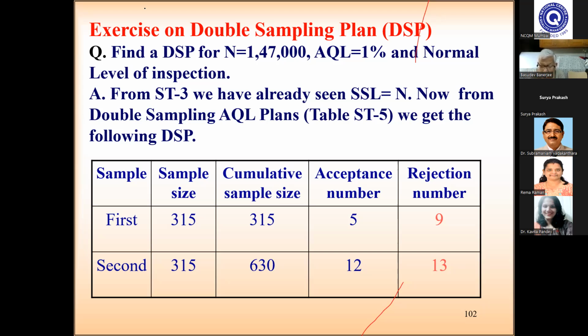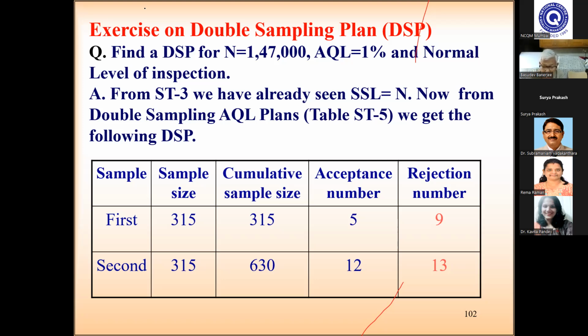6 or 7 or 8, then you have to go for cumulative. Then you go for the second sample. Second sample cumulative 630. And the acceptance is 12. That is up to 12, 6, 7, 8, 9, 10, 11, up to 12 you can accept, and more than 12 you should not accept. 13 and above should be rejected.